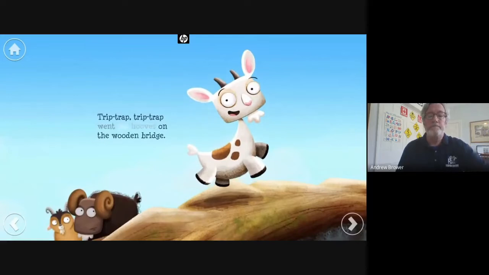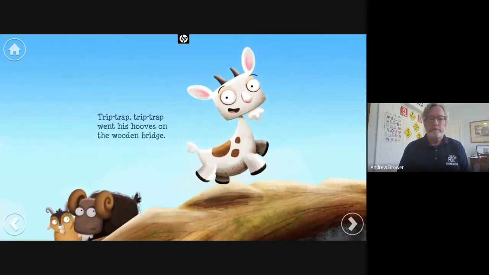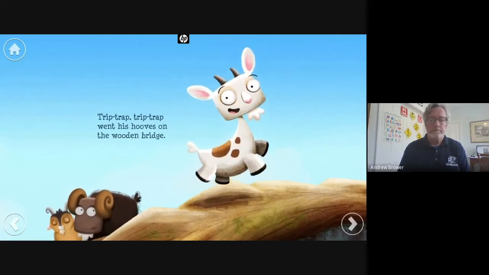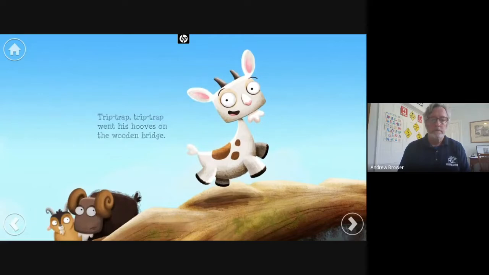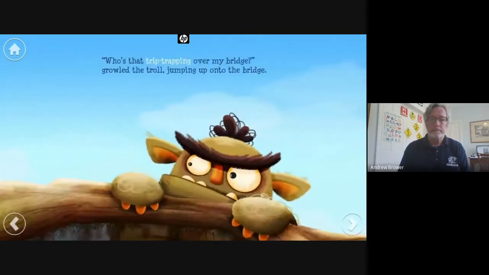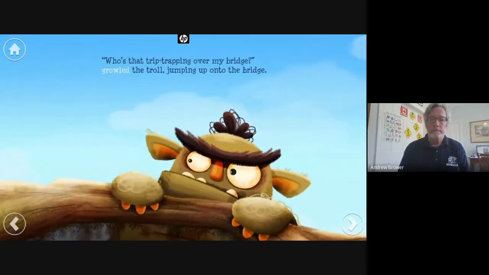Trip, trap, went his hooves on the wooden bridge. Who's that trip-trapping over my bridge? Growled the troll, jumping up onto the bridge.